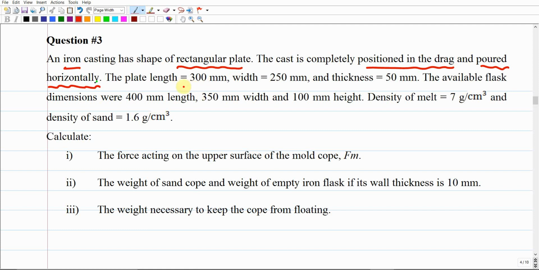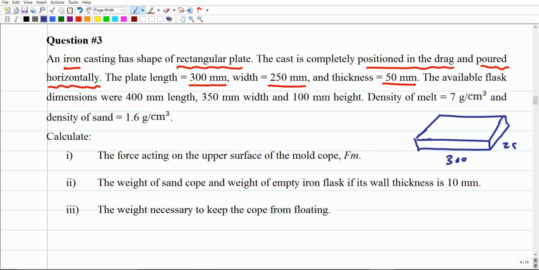The plate length, which is L, is given as 300 millimeter, the width 250 millimeter, and the thickness is 50 millimeter. So what does it mean? It means that the plate is going to be located in the drag in the horizontal position, aligned horizontally in this way. It is not standing as mentioned up there, right? Because if it is standing, the calculation of the projected area will be different. So this dimension is 300 millimeter, 250 millimeter, and the thickness is 50 millimeter.